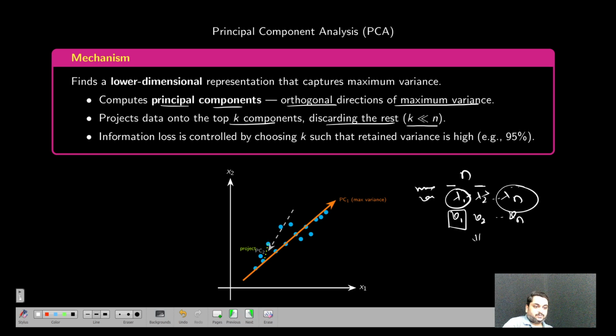That means out of these you select the top k, which is much less than n. Only k features are selected in this order, and each of these vectors is orthogonal to each other. So that will give me the non-overlapping directions of the data or the features which I have to select. K less than n means you are selecting a small number of attributes or components. That's it. So it reduces the dimensionality. Information loss is controlled by choosing k such that retained variance is high, above 95%.